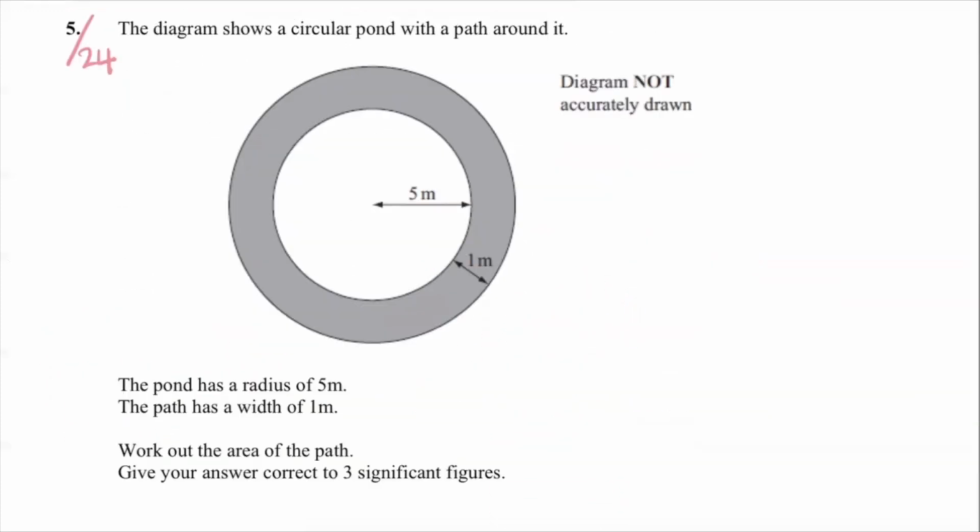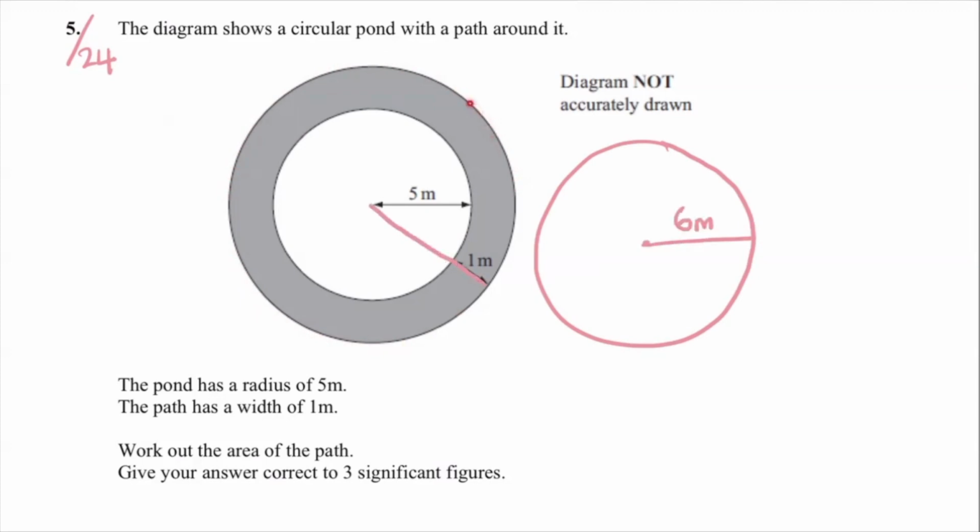Okay, so the diagram shows a circular pond with a path around it. The pond has a radius of 5 and the path has a width of just 1 meter, and we've got to work out the area of the path. Now, what's actually happening here, and I want you to try your best to imagine this. This here is a large circle. So let's draw this large circle. It has a radius all the way to the middle of 6.